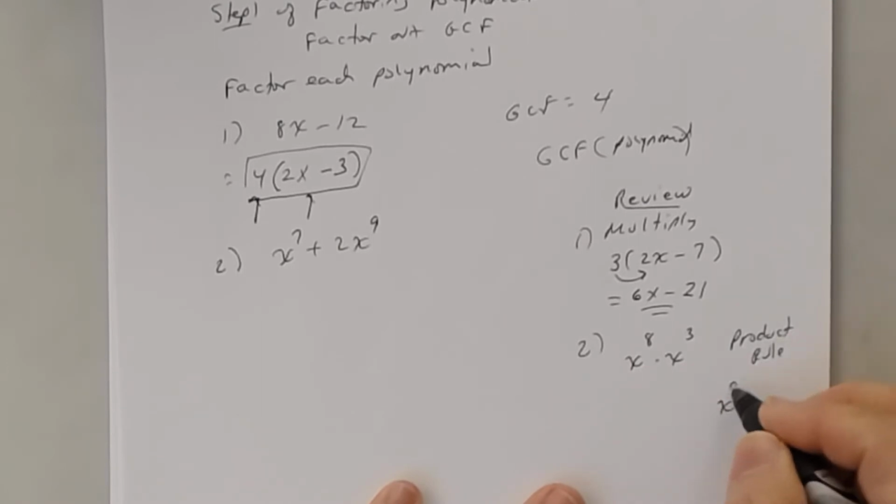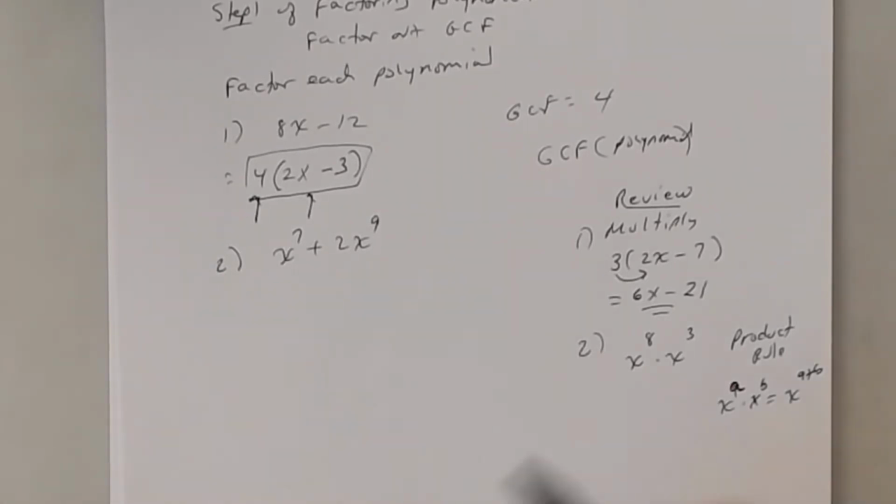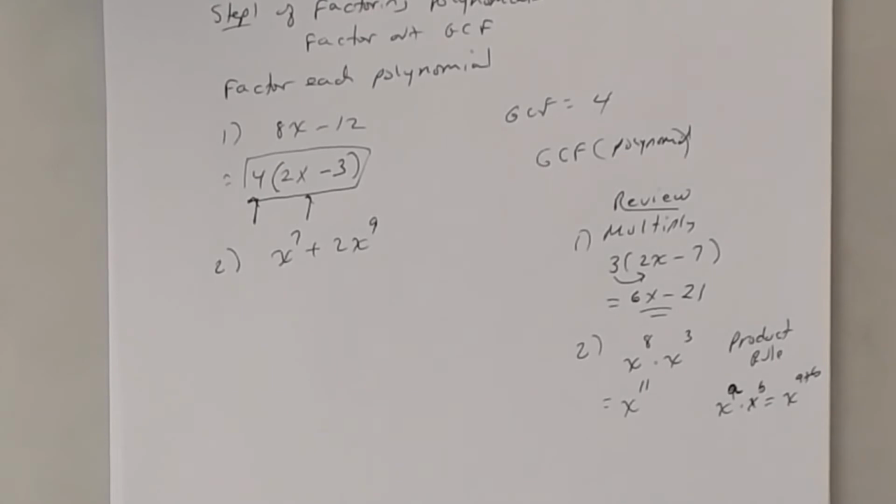If I have x to the a times x to the b, then the answer is just x to the a plus b, where you add the exponents. You multiply like bases. What's this base that I'm pointing to right here? x. What's this base here? x. They're like bases. You do what to those exponents? Add them up. So this would be x to what power? The 11th. That's going to help us with this one also.